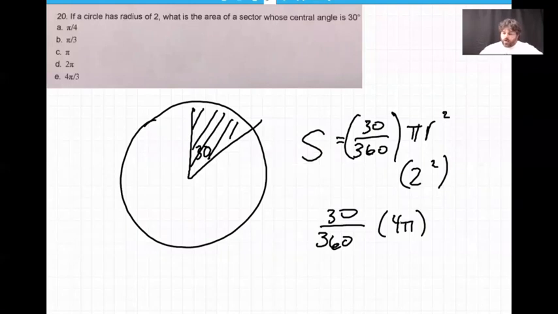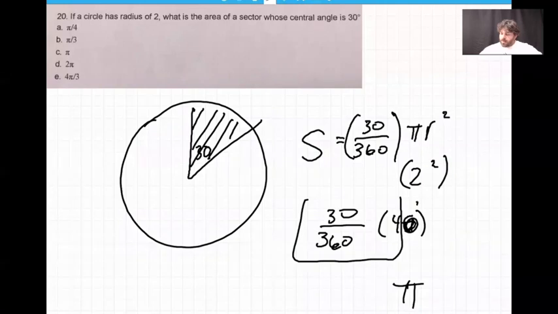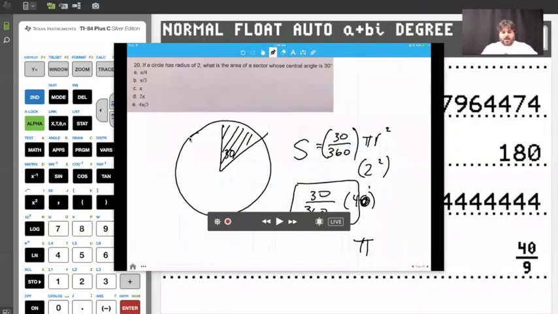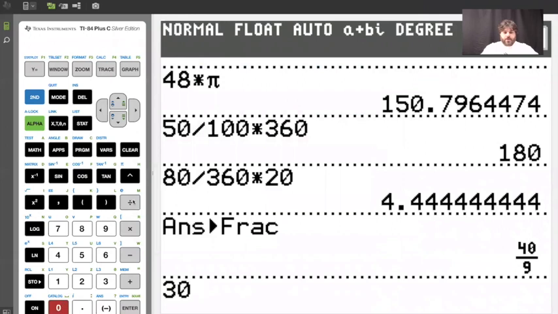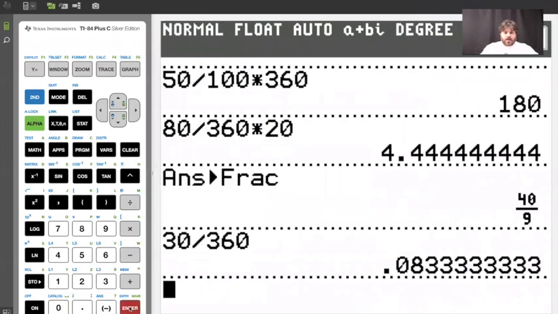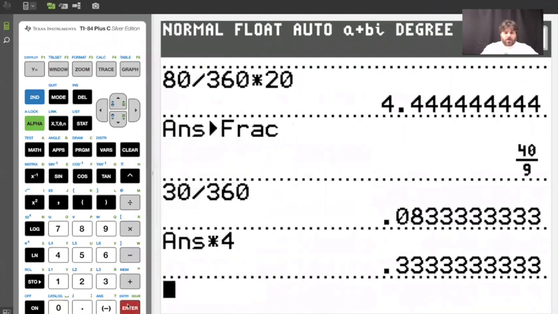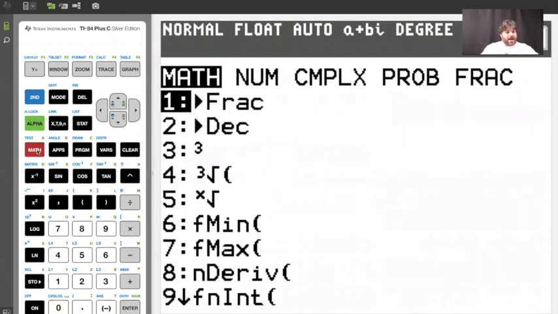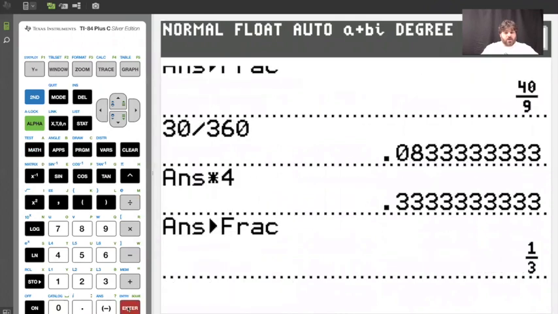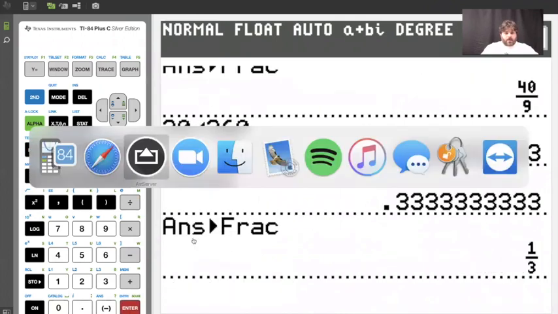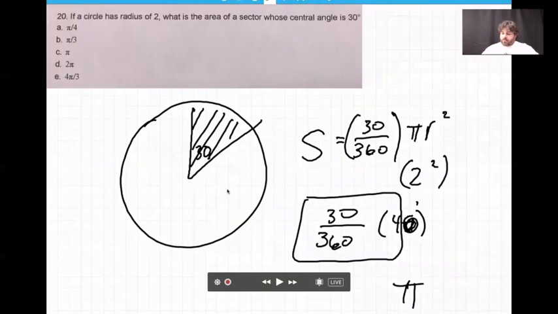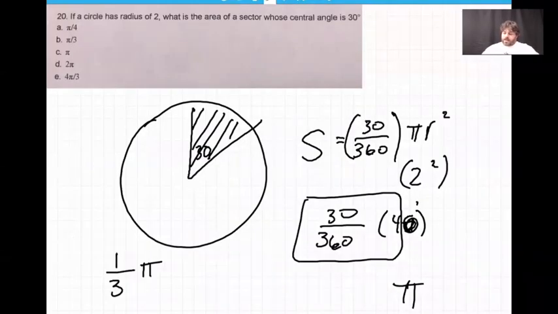All right, now look at all our answers. They're in terms of pi, so I actually want to just leave the pi where it is. So I just bring it down, and then this is what I'm actually calculating: 30 divided by 360 times 4. That gives me a third. If you forgot that, you do math, fraction, enter, and you get 1/3. Okay, so 1/3 pi, and when we write that off to the side, it usually pops up on top. So we're going to say pi over 3, which is answer choice B.